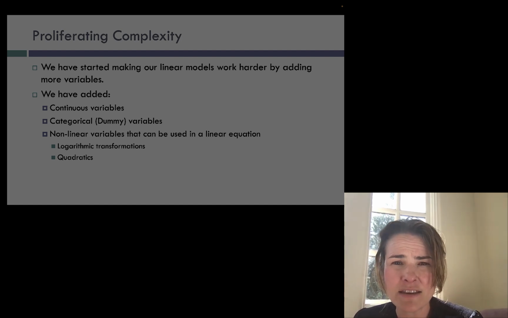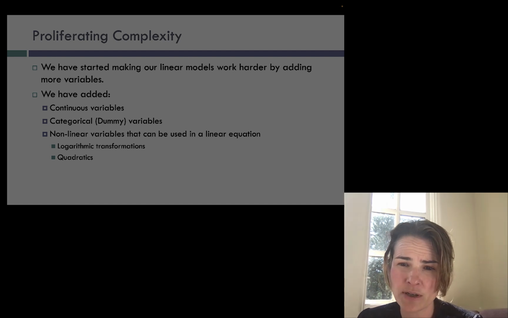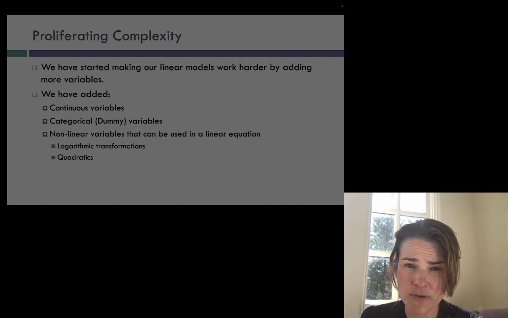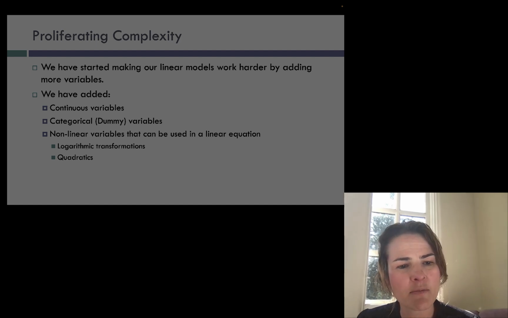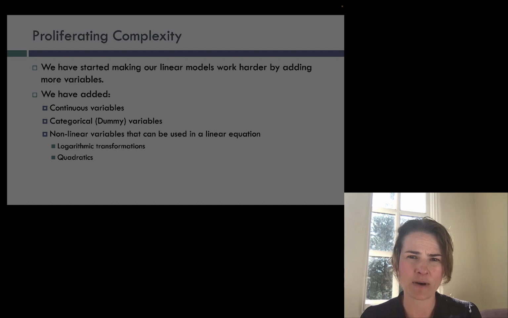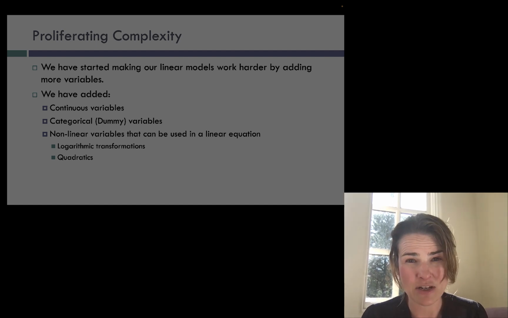And as we've taken on linear regression and now multiple linear regression, we've made our models work hard by adding more variables. So far, we've added continuous variables, categorical or dummy variables, and some different nonlinear variables that can be used in a linear equation. So essentially, the computer doesn't know they're not linear when we take a logarithmic or quadratic transformation of a variable.